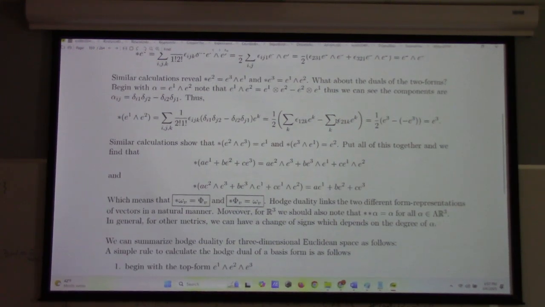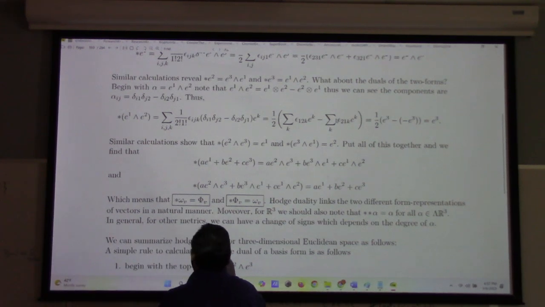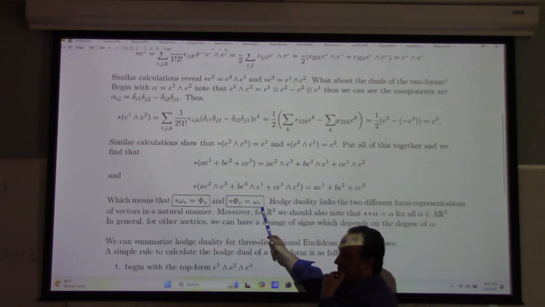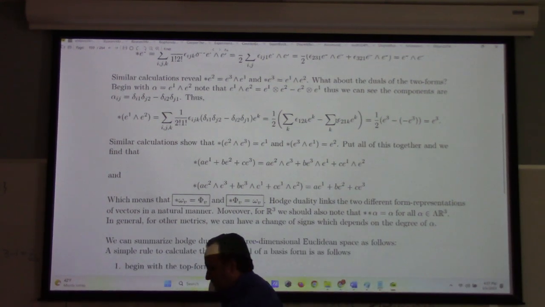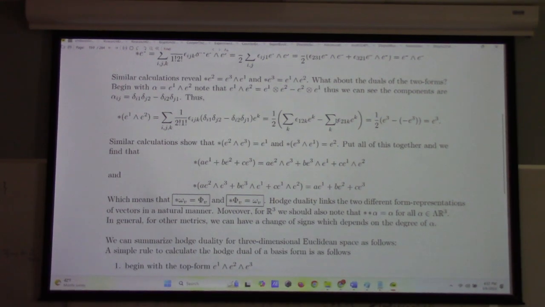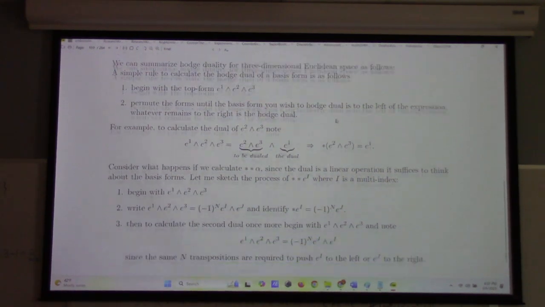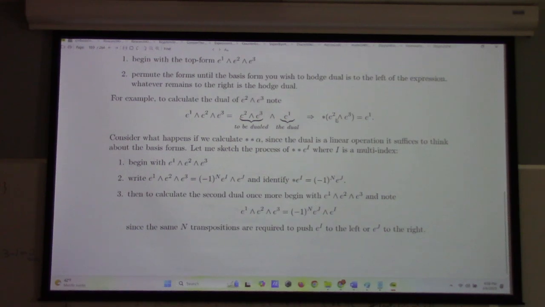And as I was telling you guys, and perhaps very interestingly, the Hodge dual of the work form is the flux form. The Hodge dual of the flux form is the work form. I find that to be very interesting personally, but whatever. You don't have to agree with me.